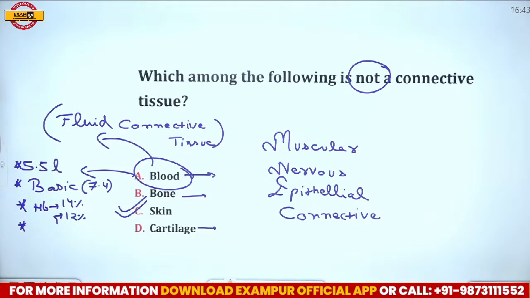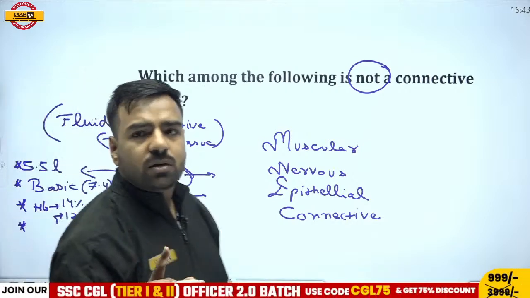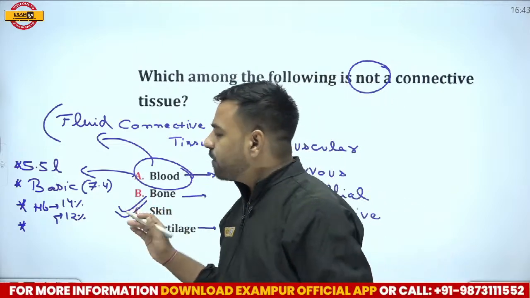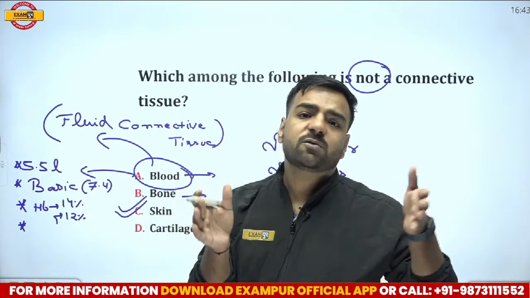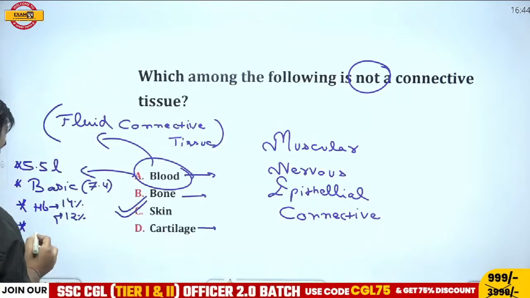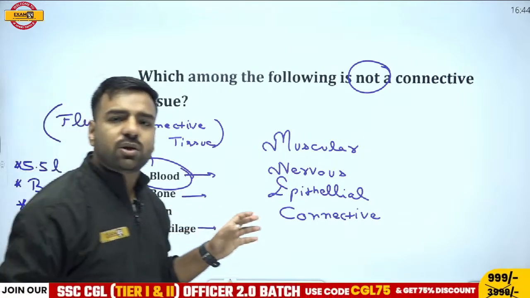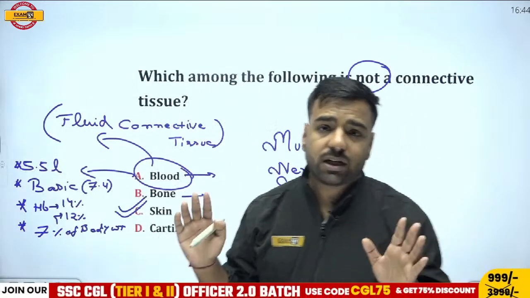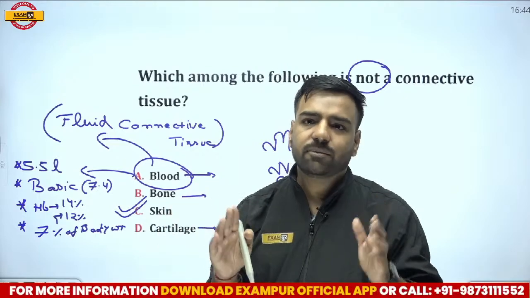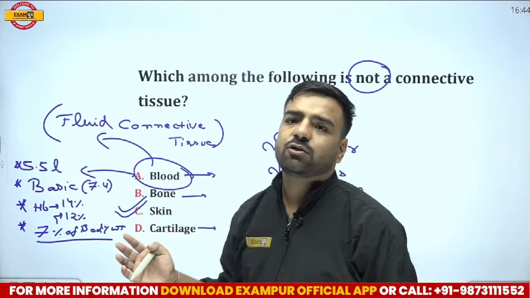Next is the one related to body weight, which is asked in UPPSC RO. The question is, how much of the body's weight is actually related to blood? Remember, it is 7% of the body weight. It's not that if someone is 200 kg, you compare the blood with that. I'm talking on an average, for a healthy body. So 7% of the body's weight is the blood.